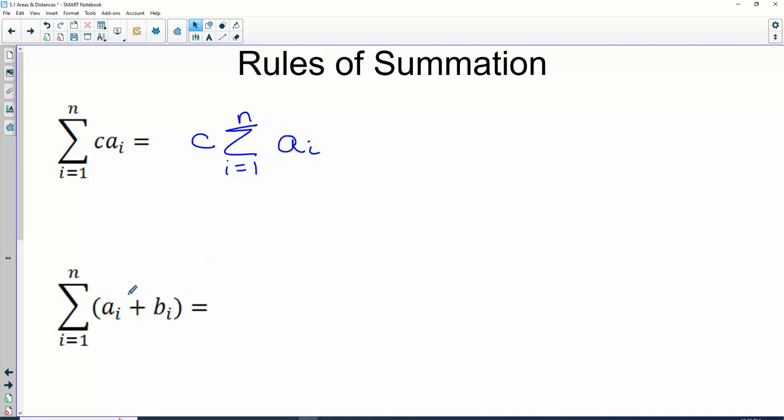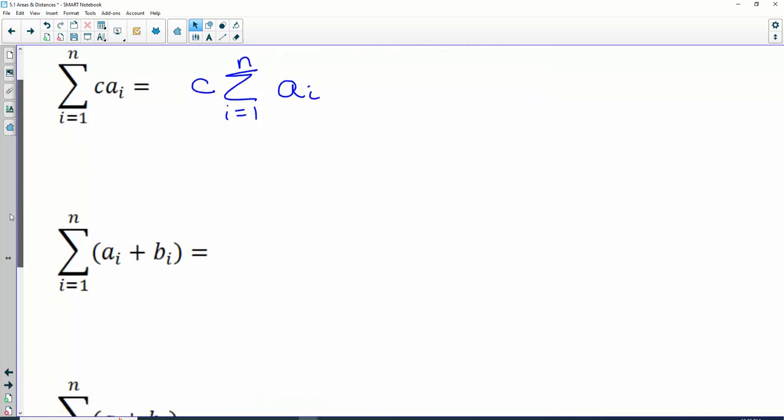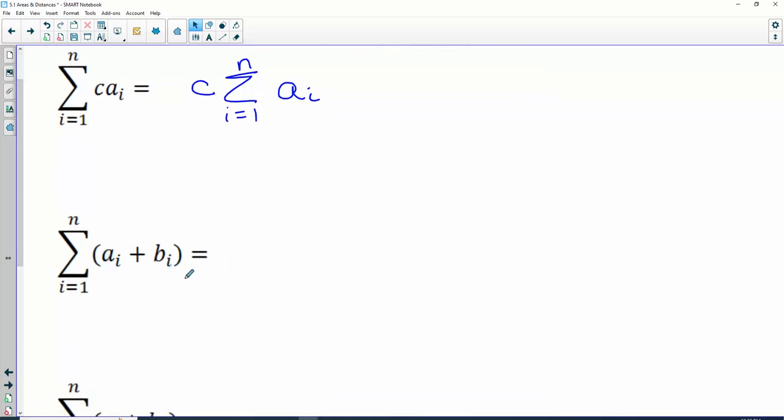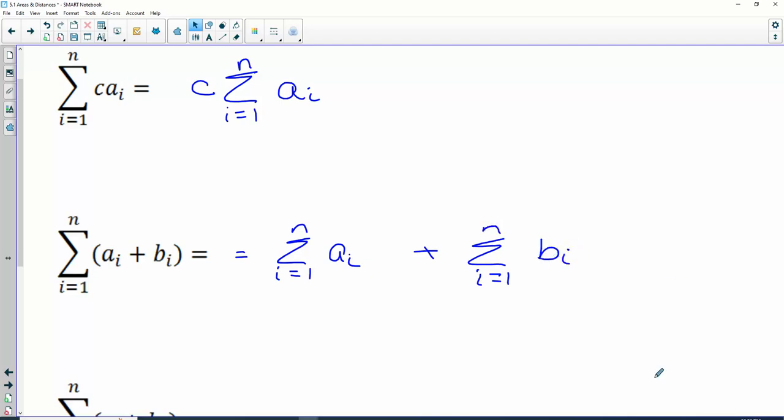Alright, second thing, if you are adding up a bunch of terms that have multiple components, you can add those up separately. So I can add up my A's, add up my B's, and add the final answers together. So if the thing we have is more than one term, we can add the individual terms up.